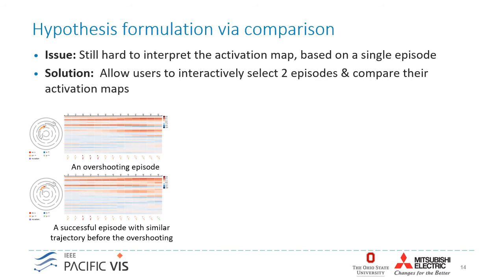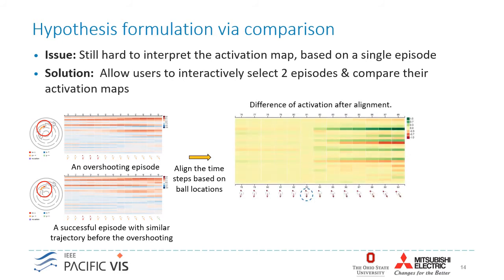On both episodes, scientists can select a sub-episode to compare. In this case, they are the similar short trajectory just before the overshooting. Then, DynamicsExplorer will align the two selected sub-episodes based on the ball location and show the difference of the activation map after the alignment, as shown on the right.